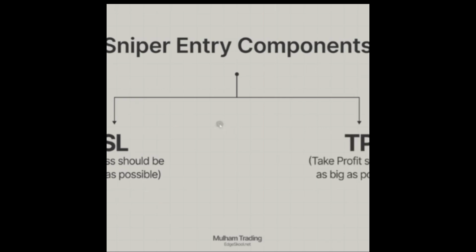The second one is going to be the take profit. The take profit should also be as big as possible. Whenever you have a very tight stop loss and a very big take profit, that's going to give you a high reward to risk trade. And, you know, looking at the stop loss also, that's going to lead to a sniper entry.